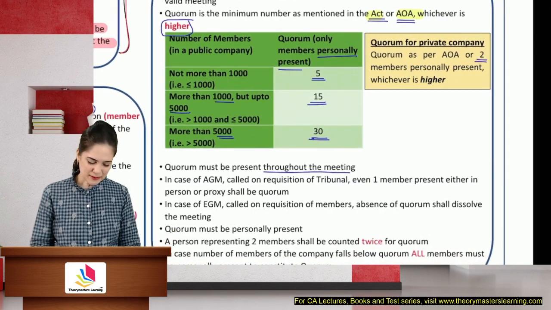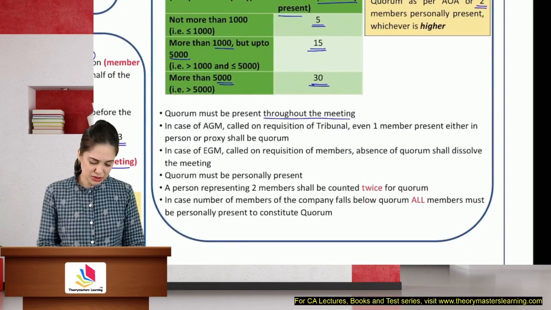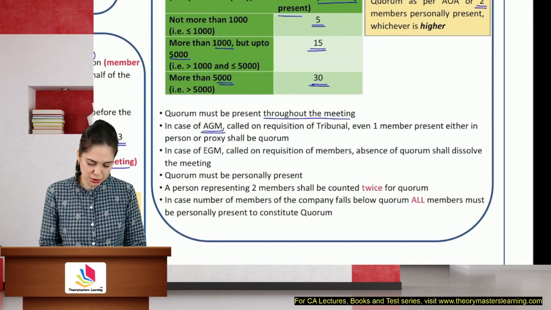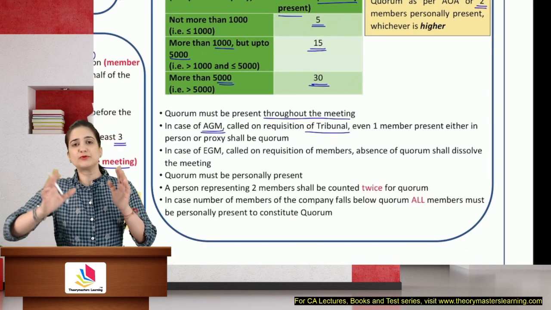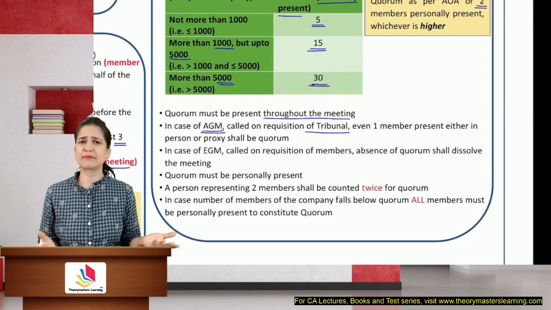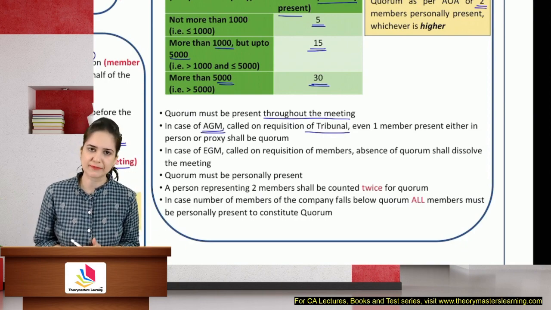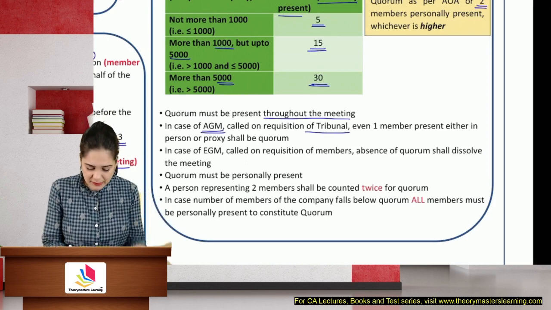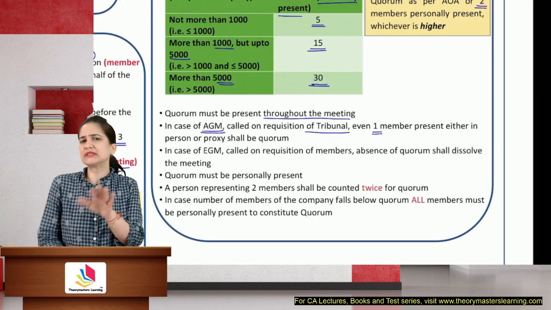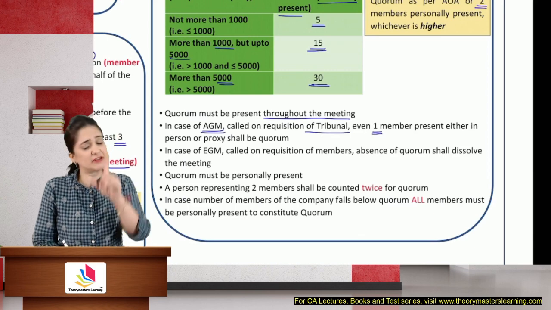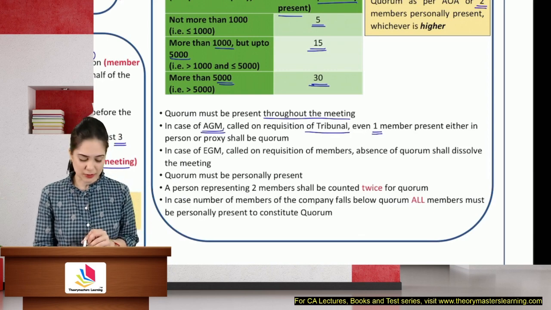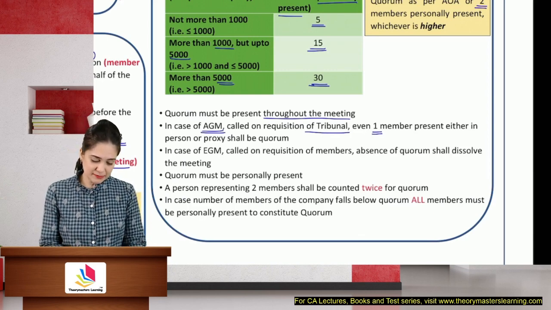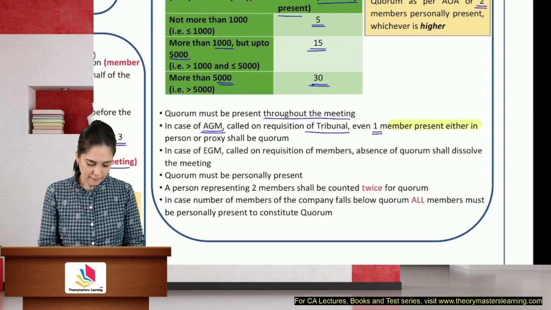All right. If the AGM is called on the requisition of the tribunal, so if the tribunal has called for the AGM, why? Because the company was not calling an AGM. So the tribunal has ordered for calling the AGM. Then even one member personally present is quorum. So in this case, the quorum is not relevant. Even if one member is present, that is quorum. That person may be present either in person or by proxy.